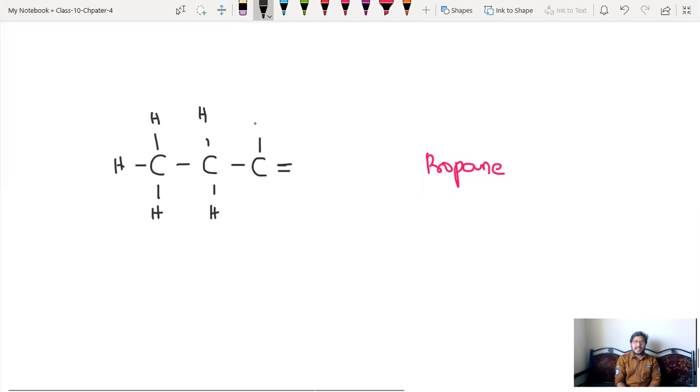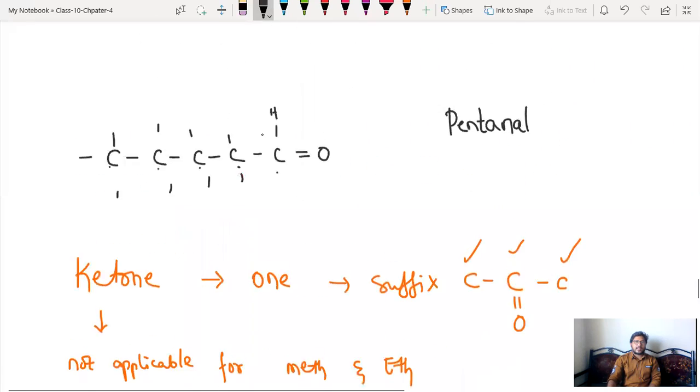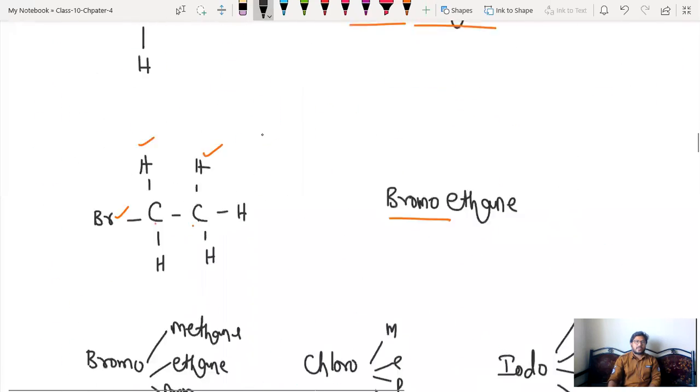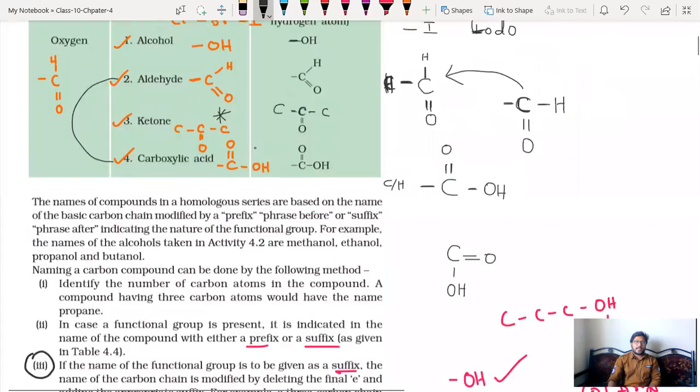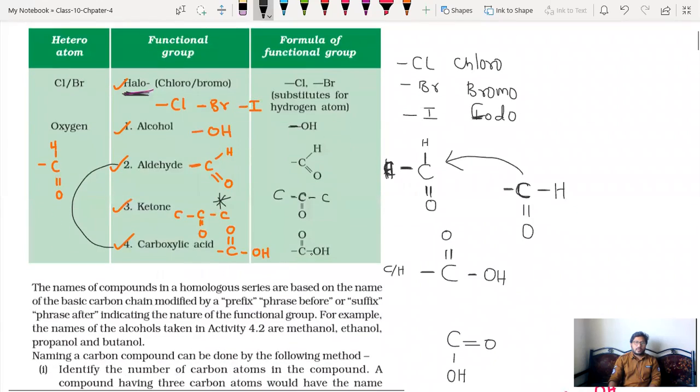Now let us add OH instead of hydrogen, and oxygen here. So double bond O, single bond OH. That's it, right? If you observe the table, it is double bond O, single bond OH.